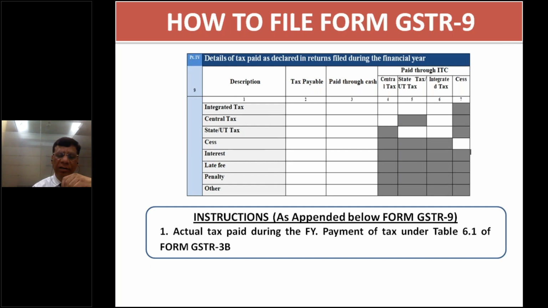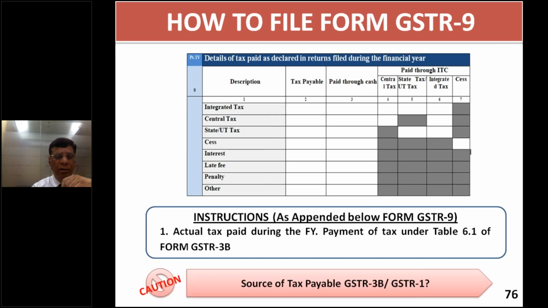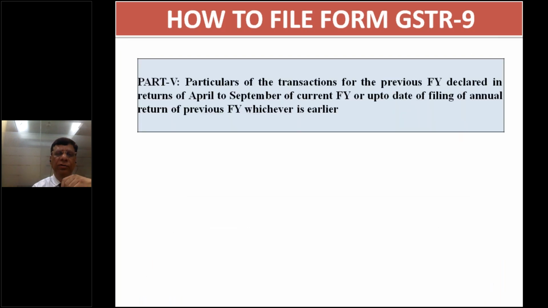Actual tax paid during the financial year, payment of tax under table 6.1 of GSTR 3B can be captured. Source of tax payable, GSTR 3B or GSTR 1. These are the issues which we are likely to discuss.